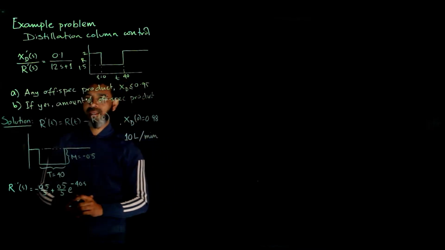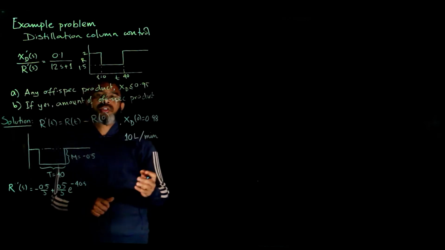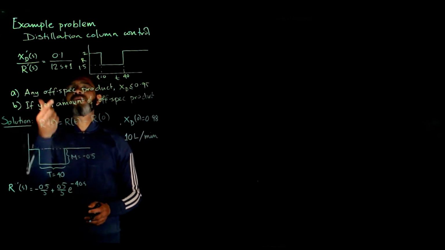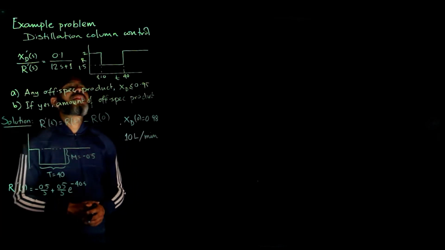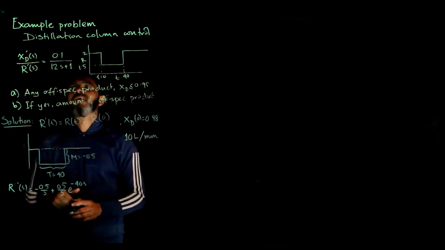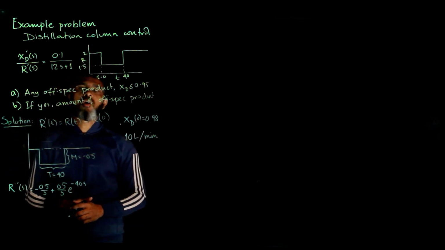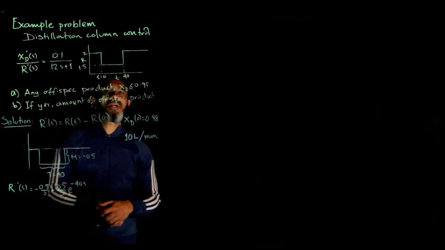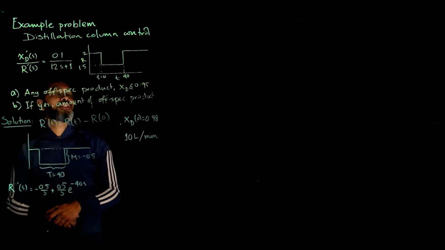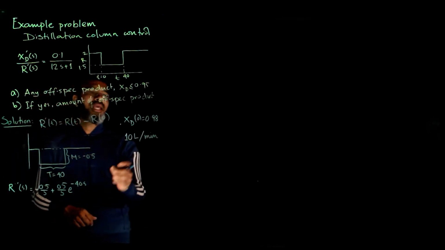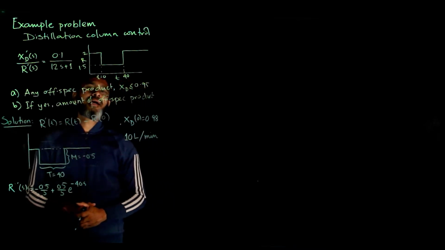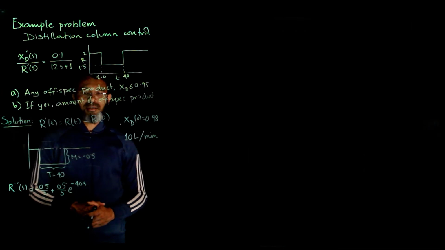Okay. So before going to the solution, just take a look at what it means. So we'll have to figure out whether the xd, which is the top composition, will go below 0.95. And second, if it goes below 0.95, for how long it will be below or equal to 0.95. And then using the product rate, we can find out the amount of off-spec product.